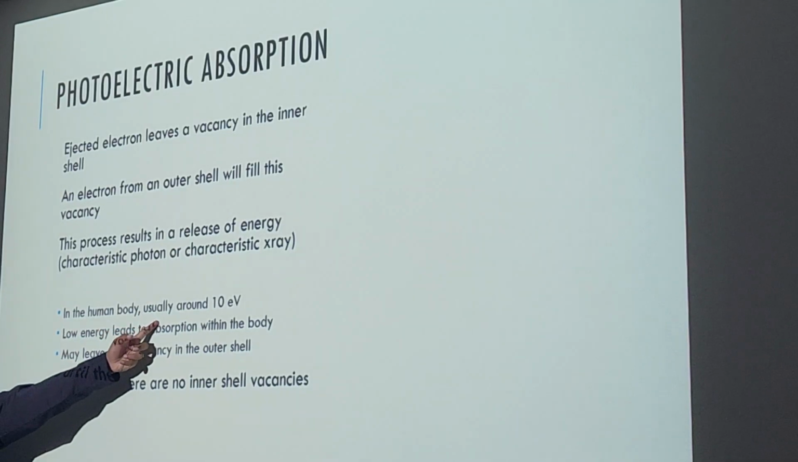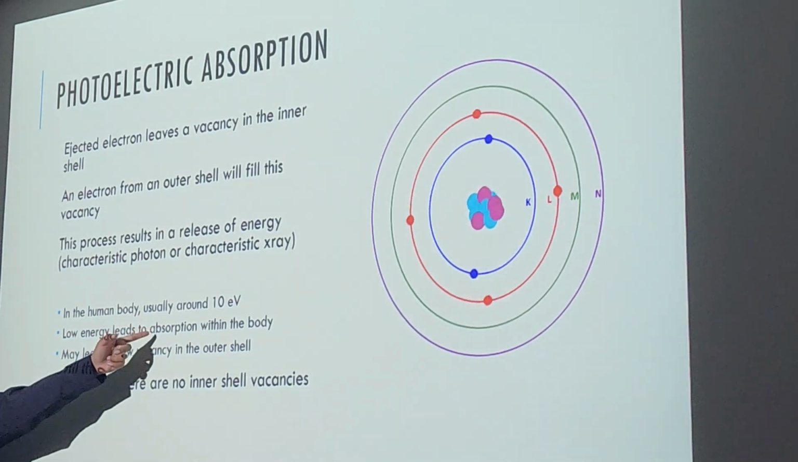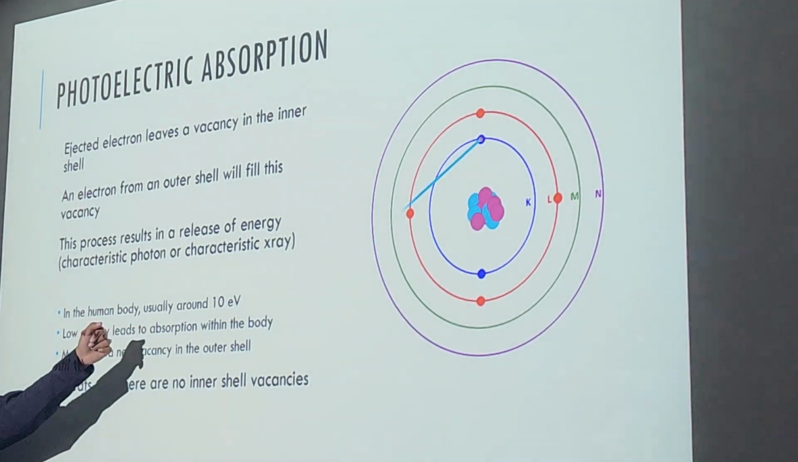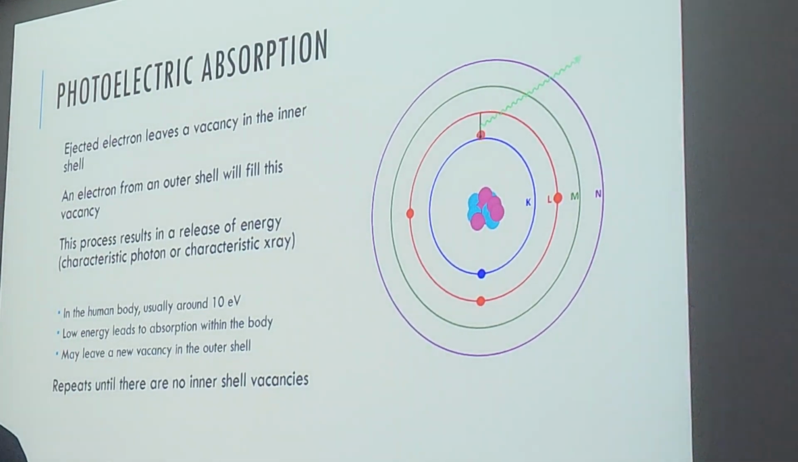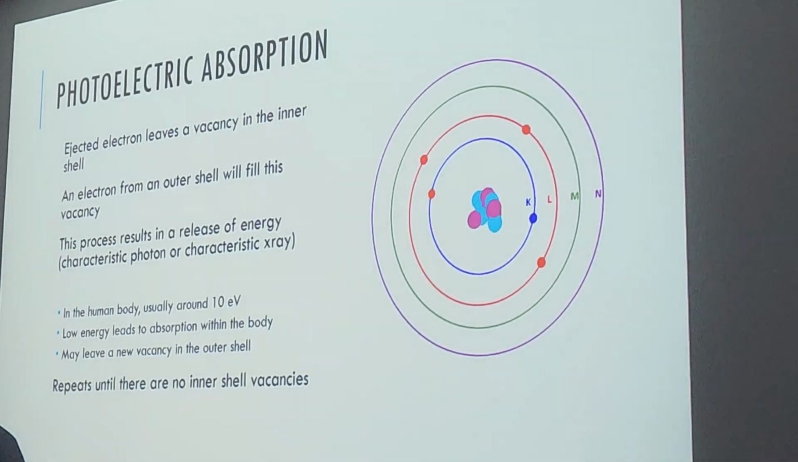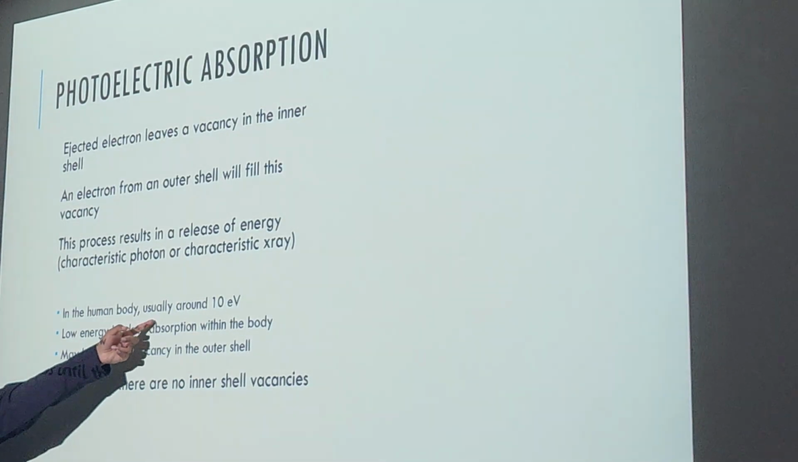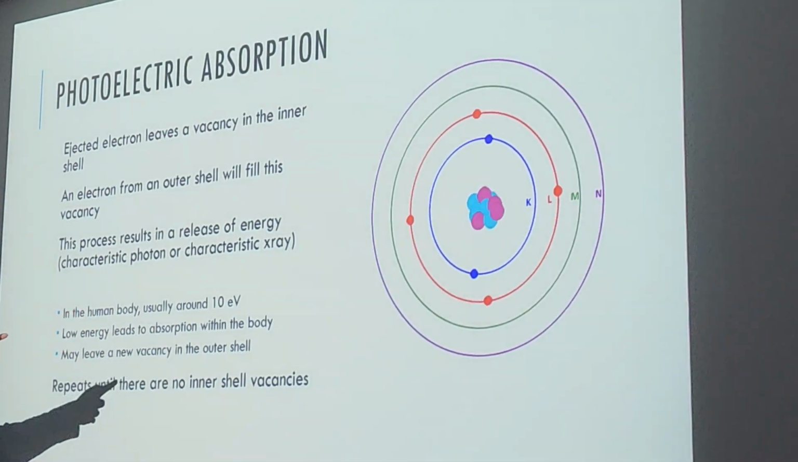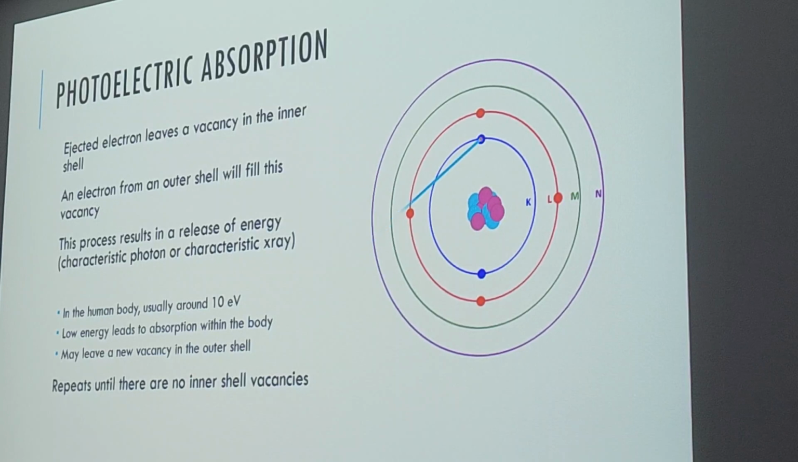So this creates its own X-ray within whatever it was absorbed into because of the cascade effect. Usually the energy that's released is around 10 eV, which is low, and it tends to be absorbed by the body also.